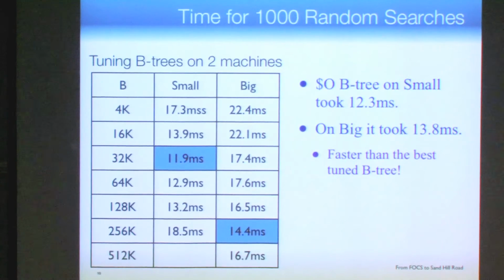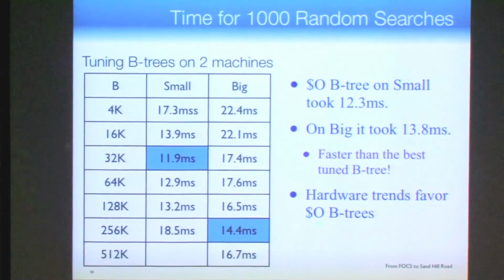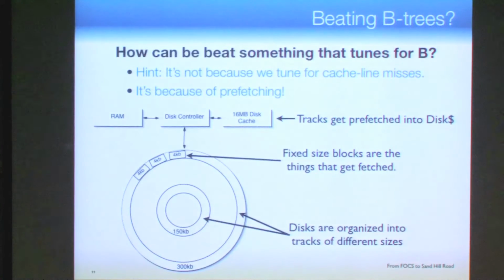This was an unexpected thing: to actually, without tuning at all or even knowing B, do better than the tuned thing. And the hardware trends are in favor of the cache oblivious B trees for reasons that are too detailed to get into right now. So how can you beat something that tunes for B?